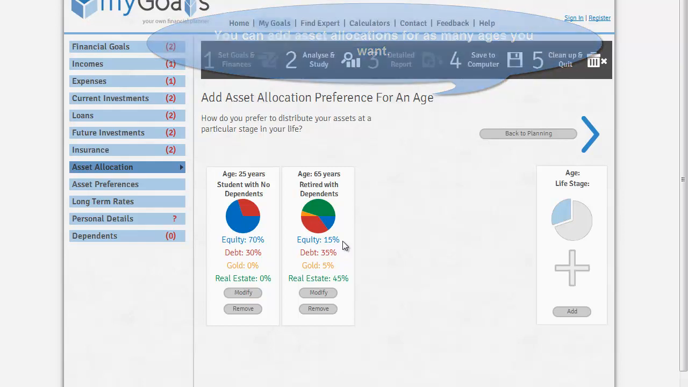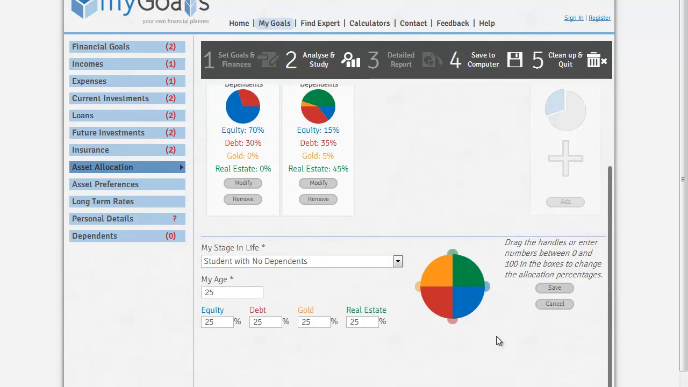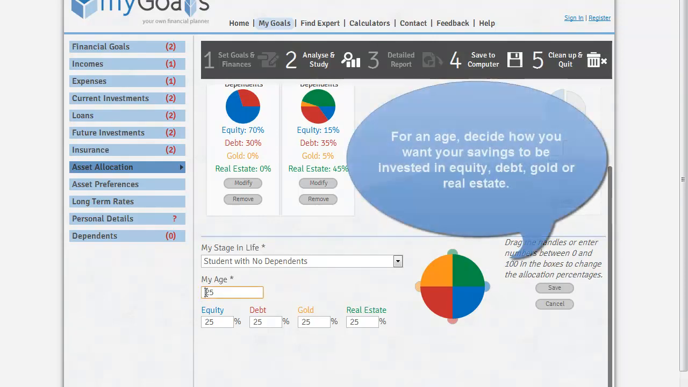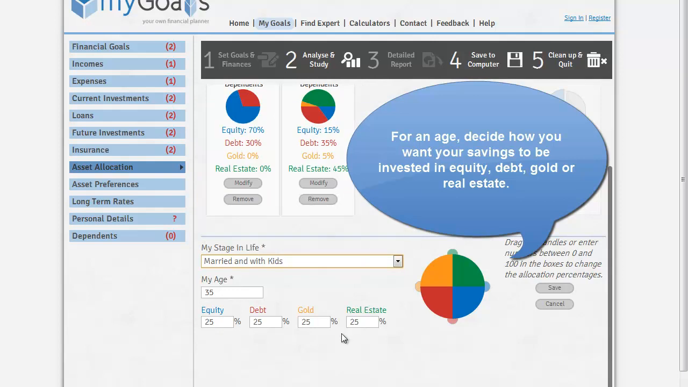real estate. Now you can modify these points, and how you modify is by specifying the split that you would like to have at a given age. And to do that, you need to add. So let's add for, say, age 35. Let's also assume that at that time you are married and you have kids.